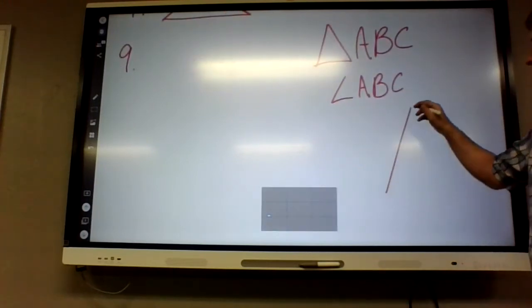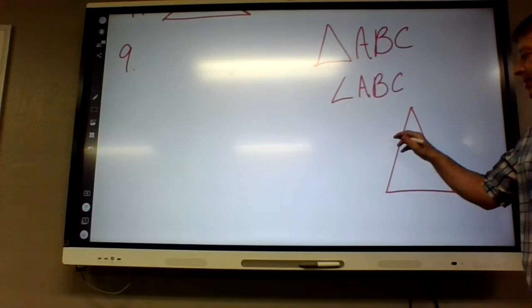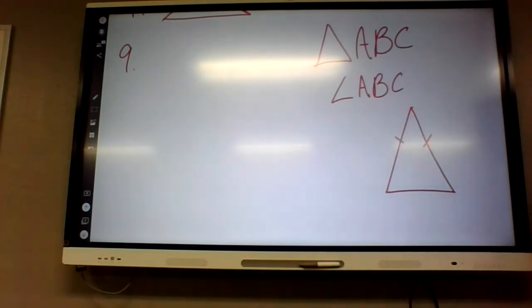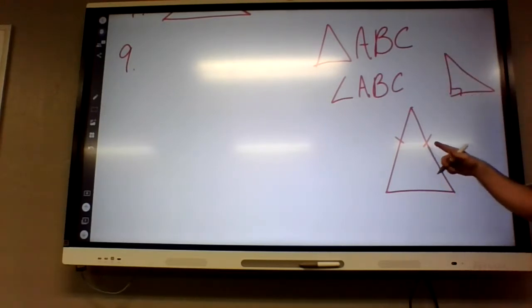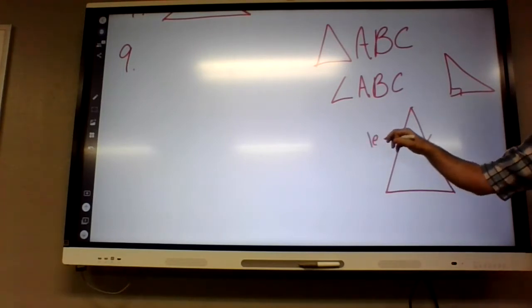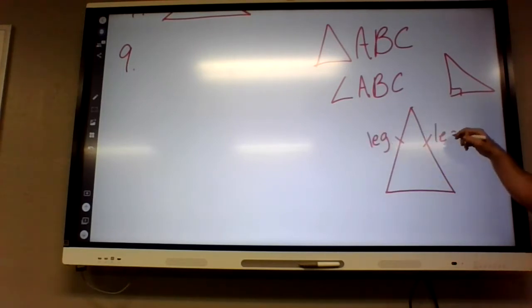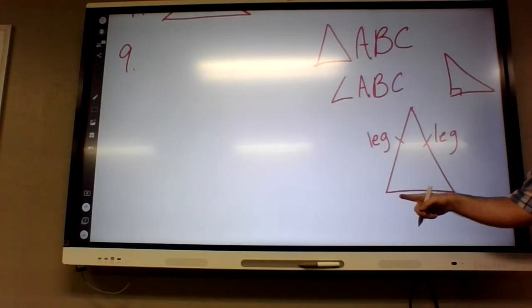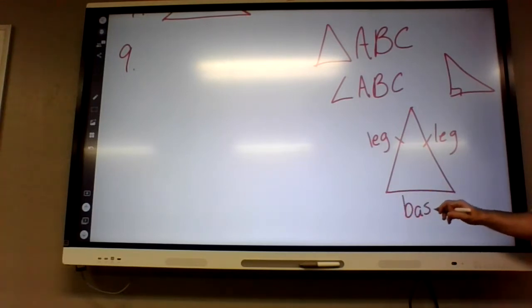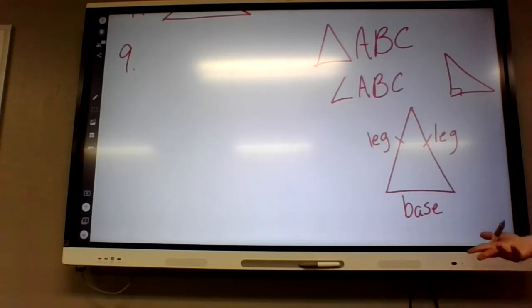So I didn't mention this, but in an isosceles triangle, they named the parts. Kind of like they named the parts in a right triangle, but we're going to do more on right triangles later. The two equal sides they call the legs. Anybody want to guess what the not equal side is called? Base.